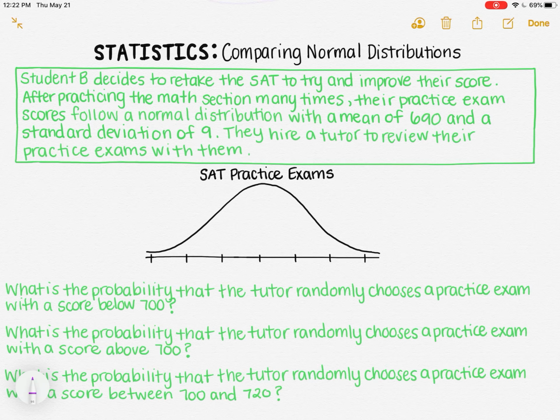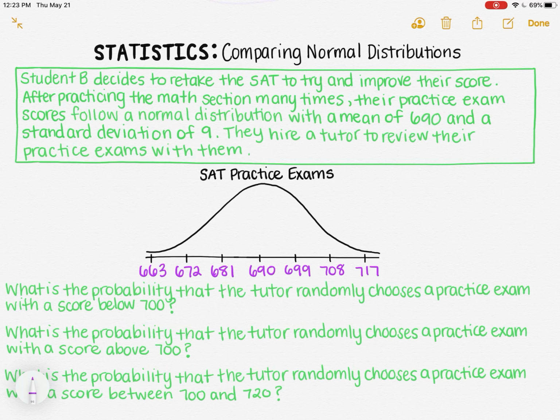So we know that the mean for their exams was a 690. So I'm going to label the middle tick mark with a 690. And then we know that the standard deviation is 9. So I'm going to add 9 to label my tick marks to the right. So I get 699, then I get 708, and then I get 717. Now to go to the left, I'm going to subtract 9. So I get 681, and then I get 672, and then I get 663.